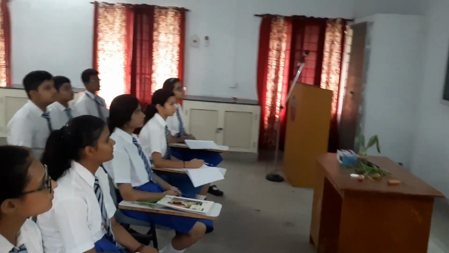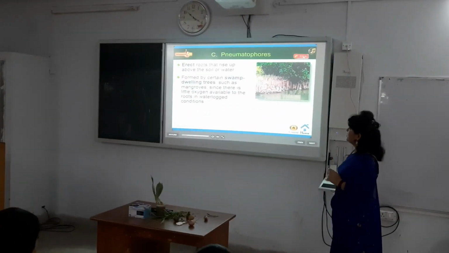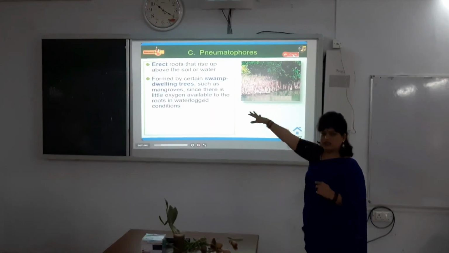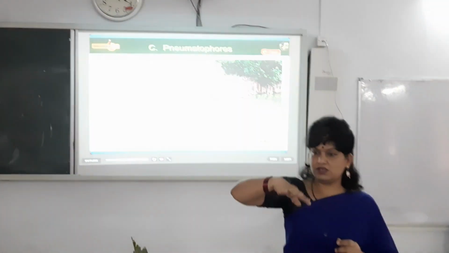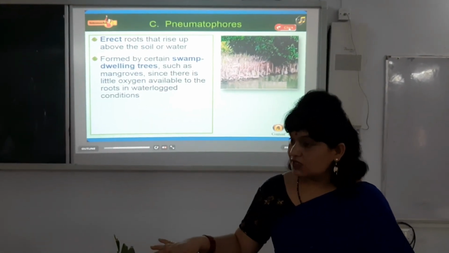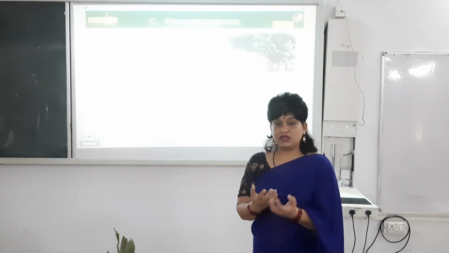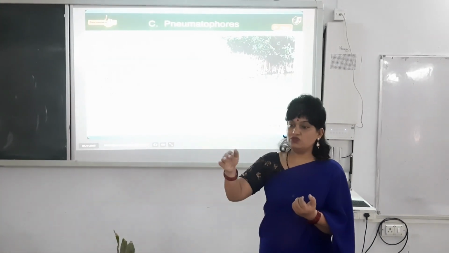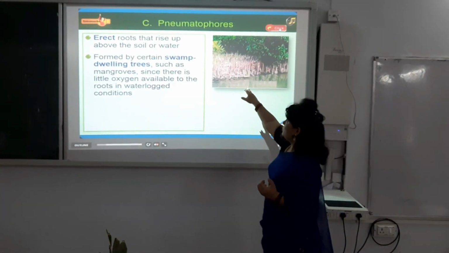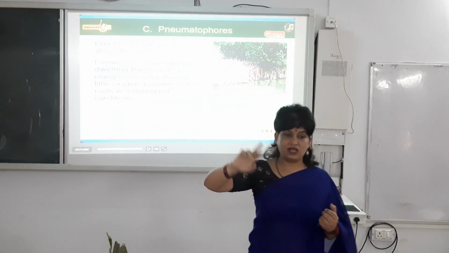Let us see what their functions are. Formed by certain trees in marshy areas, wherever we see a lot of water, where the roots or the soil are not able to access air. In that case, waterlogging takes place, and wherever waterlogging takes place, the plant cannot get oxygen directly. So the roots have to move upward like this, so that they can freely breathe and meet the requirement. Got it? Yes, ma'am.